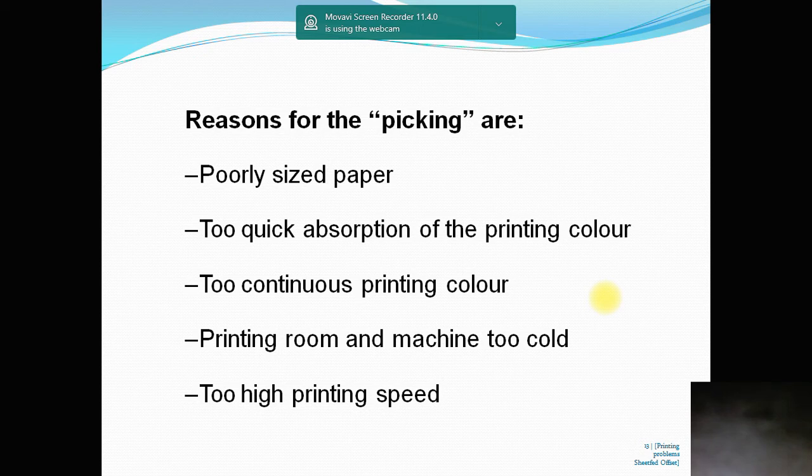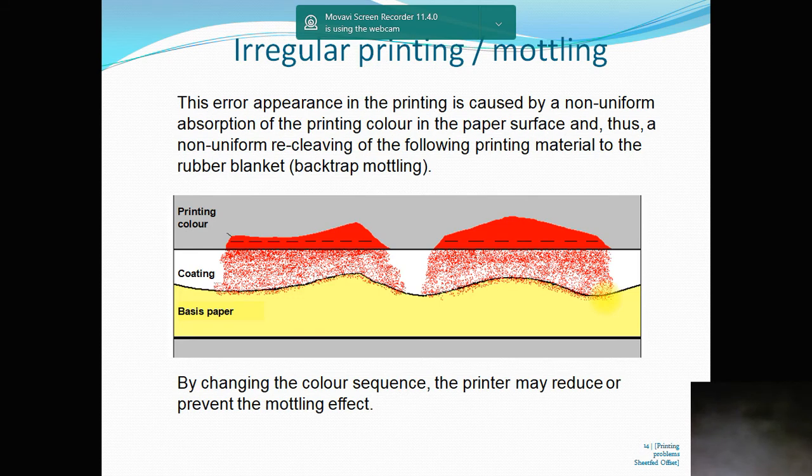Too continuous printing colors. Printing room and the machine too cold. Even if the printing room and the machine are too cold, or the other conditions are too cold also, we may get such types of printing problems. Too high printing speeds. In high printing speeds, with high speed machines also, we may face such picking problems. So picking is completed.